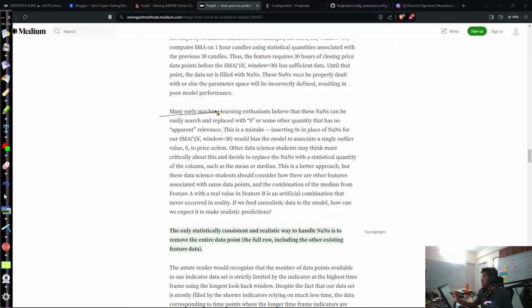So many early machine learning enthusiasts believe that these NaNs can be easily searched and replaced with zero, or some other quantity that has no apparent relevance. This is a mistake. Inserting zeros in place of NaNs for our SMA would bias the model.